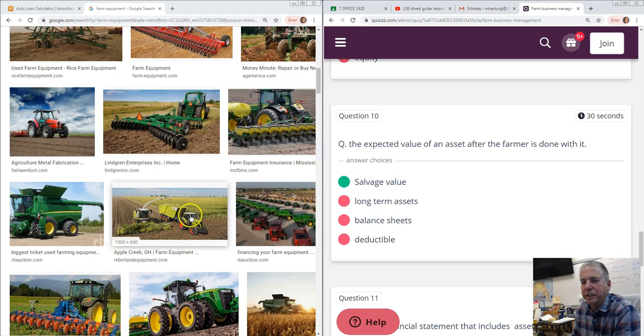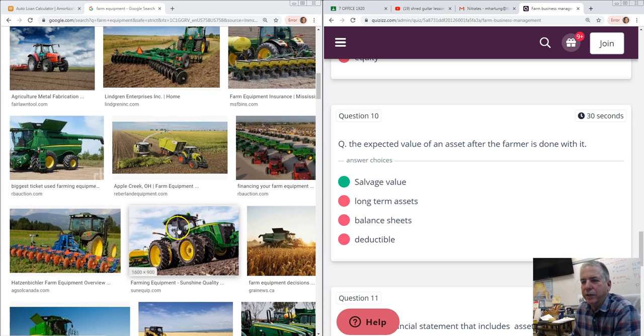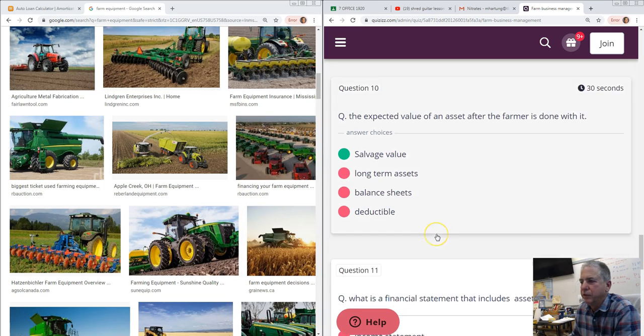The expected value of an asset after the farmer is done with it. Okay, so when they buy these things like this big tractor, eventually it's not going to be new anymore. Just like if you have a car at home, some of your parents or people you live with might have an old car, and eventually you're going to have to get rid of it because it just becomes useless. You just wear it out, and whatever it's worth when you're done with it is something called salvage value. What amount can you get for just getting rid of it? Salvage value.